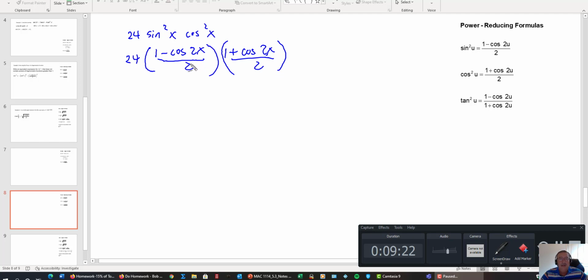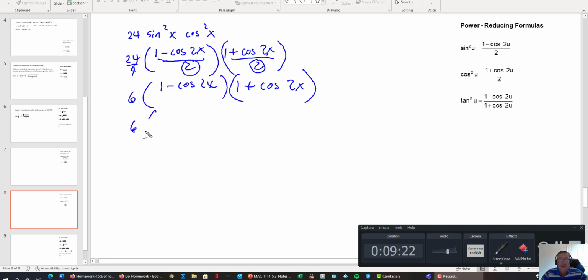All right. Now remember, these 2 times 2's can come out. That would be 4 in the denominator. So this would almost be like taking this 2 times 2 and writing it out front here, which will make our life easier. It'll be 6 times 1 minus the cosine of 2x times 1 plus the cosine of 2x. Okay, so this will be 6 times, when you FOIL this, these are conjugates, you'll get 1 minus the cosine square of 2x. Again, when you multiply cosine times cosine, you'll get cosine square of the angle.